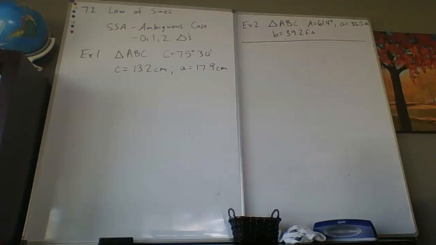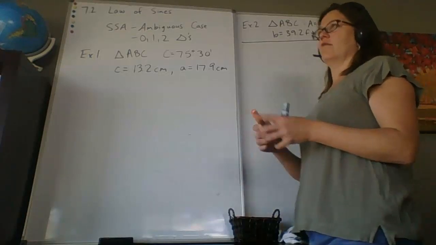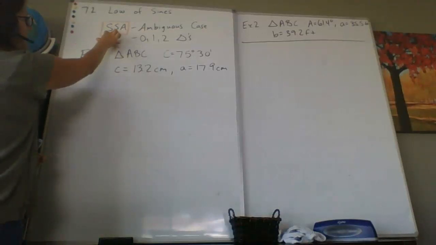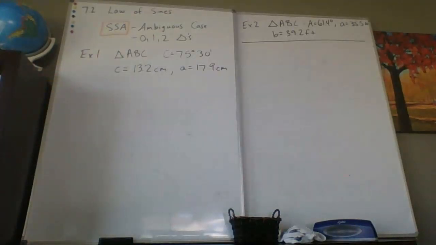Welcome to 7.2, the law of sines. We are going to look at rare cases where we get an ambiguous situation using the law of sines. This situation happens when we are given a triangle of the SSA form. The SSA form is when we are given two sides and the angle that's not in between those two sides. When that happens, we can actually get different options.